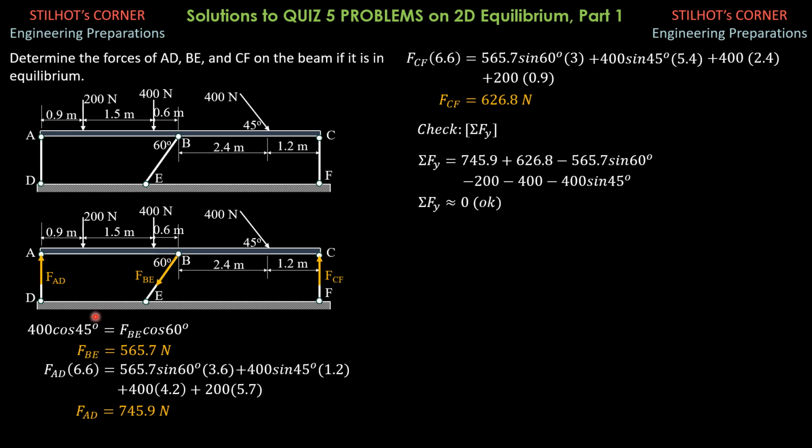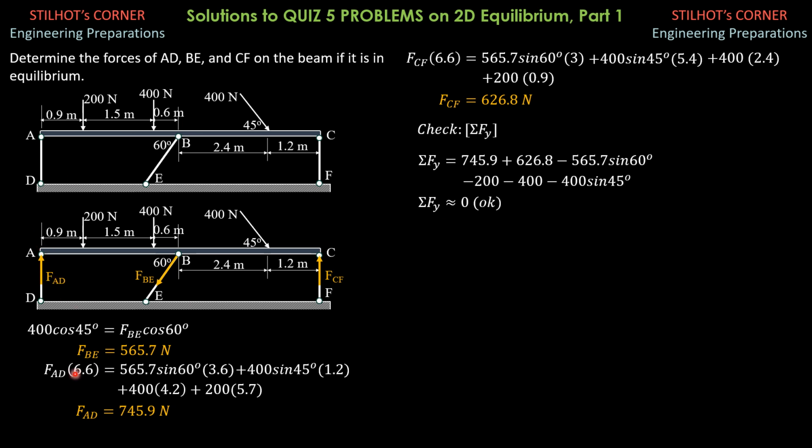So summation forces x equals 0, the x component of 400, 400 cosine 45, is equated to the x component of FBE, which is FBE cosine 60 degrees. So FBE is 565.7 newtons. Then, two unknowns left. Summation moment about C equals 0 allows us to solve for FAD.